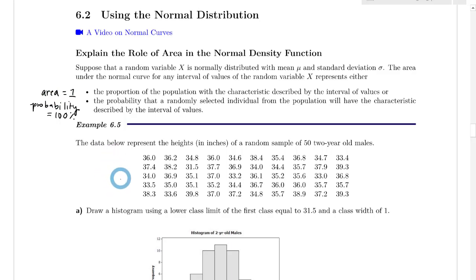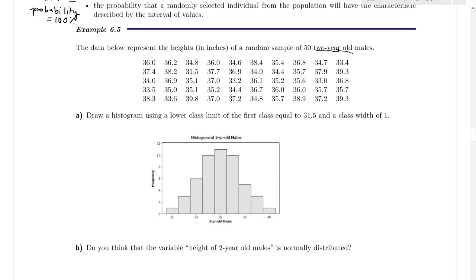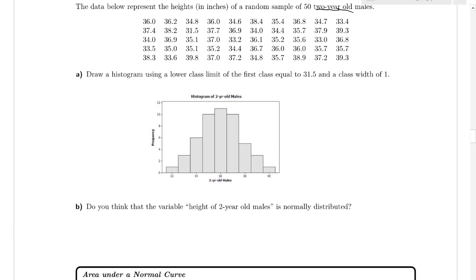For example, what if I got all these heights in inches from random 52-year-old boys? How would I know that's normal? I couldn't just go directly and say, hey, it is. I'm going to use the empirical rule. So the first thing you have to do is draw the histogram. Remember, it's the relative frequency histogram.